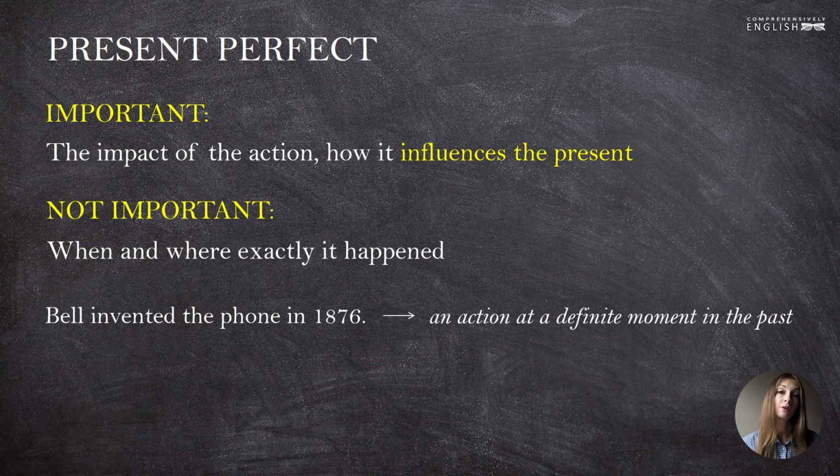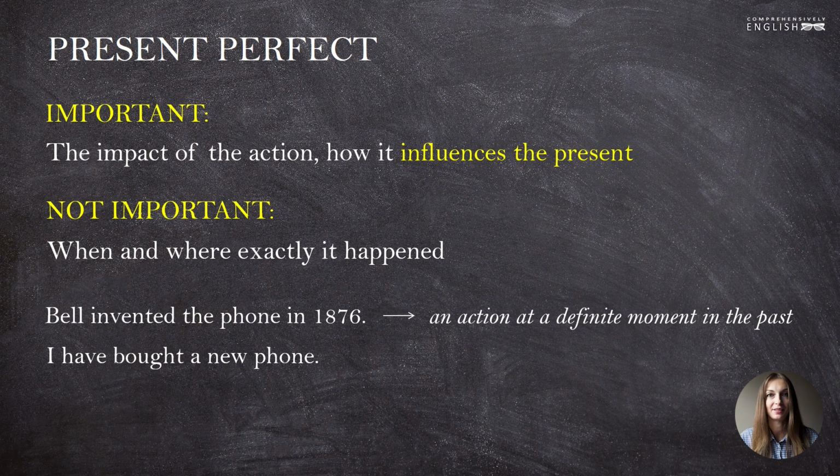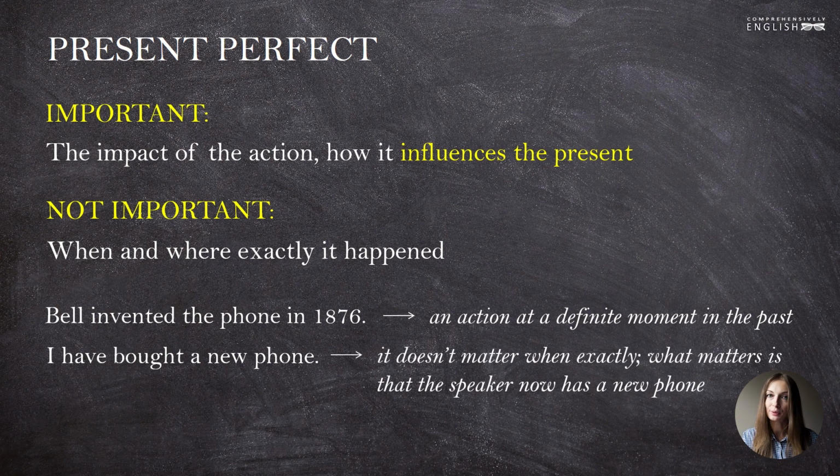Bell invented the phone in 1876. We are talking about this episode, a particular day in the history of the world. But in the sentence "I have bought a phone," we are talking about a result that impacts our today. I have bought it and now I have it. We do not specify a particular moment when it happened. What we are talking about here is the fact that we now possess a phone. Okay, and this is the principal difference.